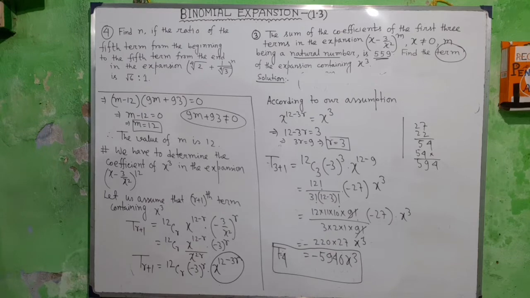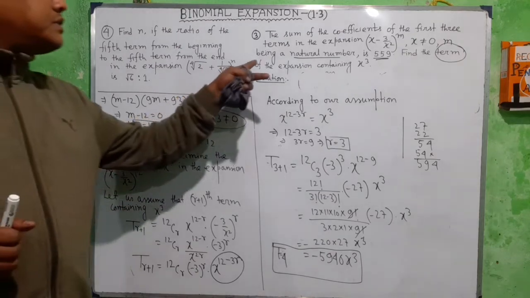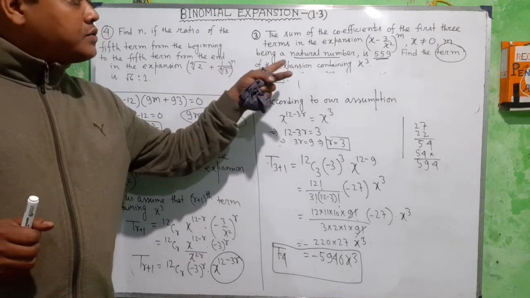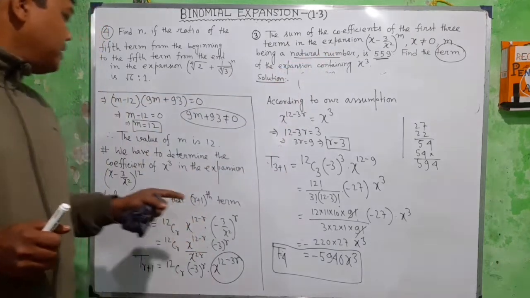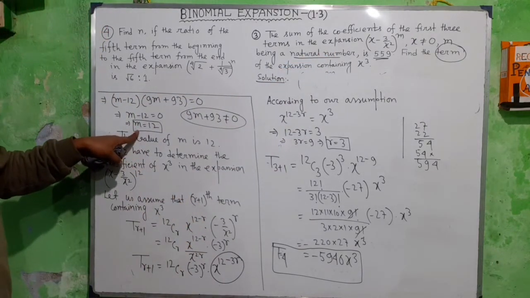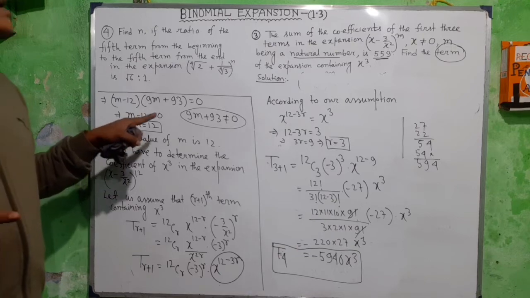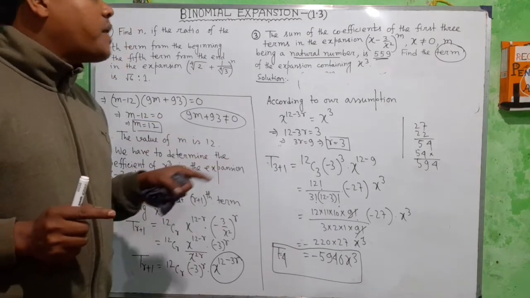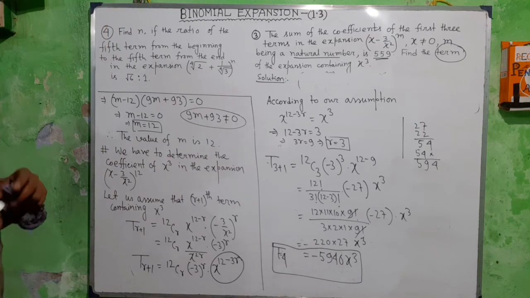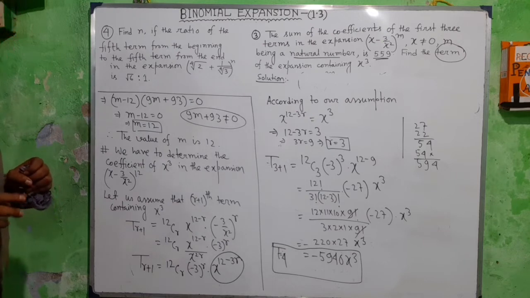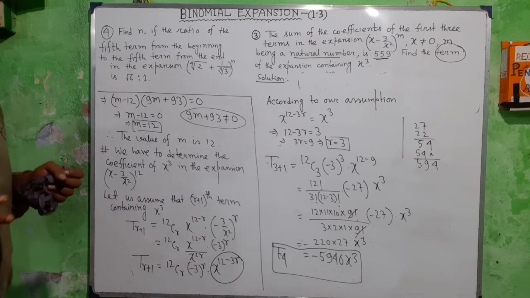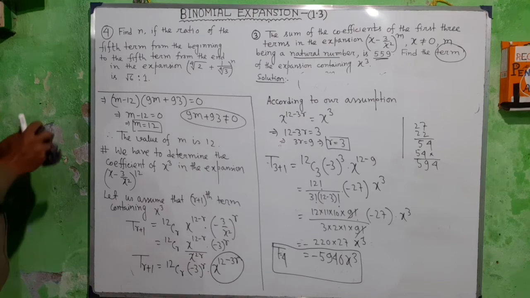Okay, so I think this question contains two parts. We have already done the first part, the value of m. We have calculated m equals 12, and the other part, after putting the value 12, is to find out the term in the expansion containing x cube. I think you have already copied, so we proceed to the next problem, a most interesting problem. Now I erase this part.